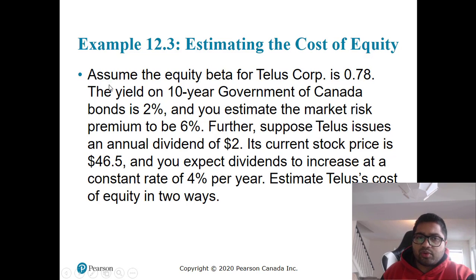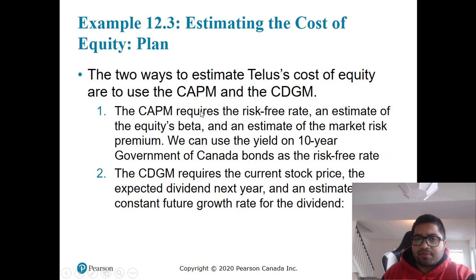Same way they are doing one more. Assume the equity beta of TELUS is 0.78. The yield on the 10-year bond is 2%. You estimate the market risk premium to be 6%. Further, it pays a dividend of $2. Its current stock price is 46. You expect the dividend to increase at a constant rate of 4%. Find the cost of equity in both ways.